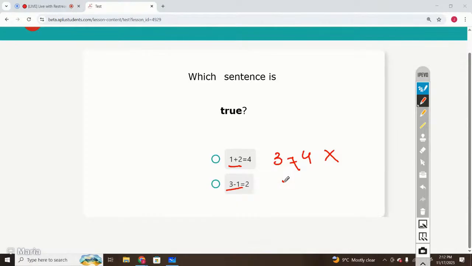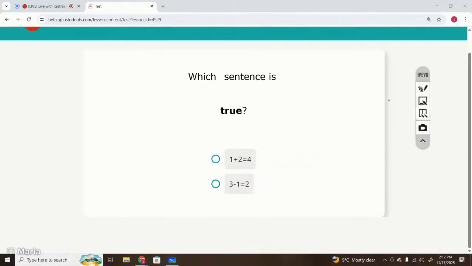3 minus 1. Make 3 lines and remove one of them. So we are left with 2, and 2 is equal to 2. So option number 2 is the correct option. 3 take away 1 is 2. Got it? Option number 2 is the correct option.